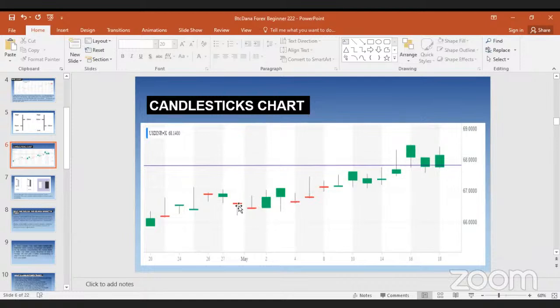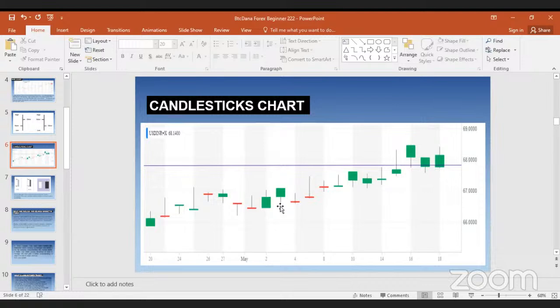Then we have this short stick here. We have the body and we have the stick. If you take a look at this very well, it looks like a lollipop, the one you lick. This one looks like the stick of a lollipop. This green part here, we call it the body, and the stick, the way I like to call it, is called the shadow or wick.